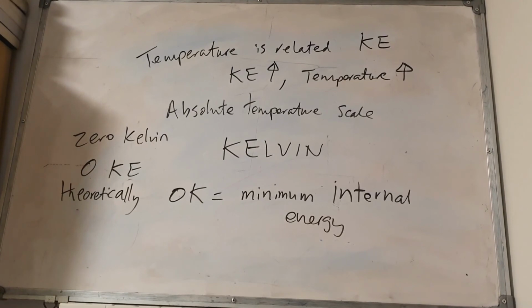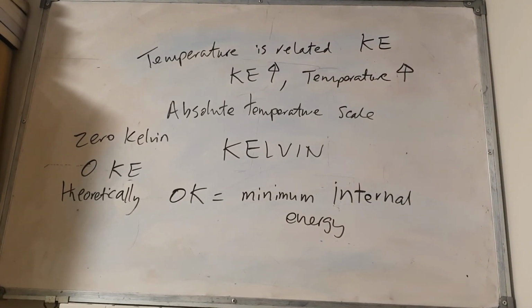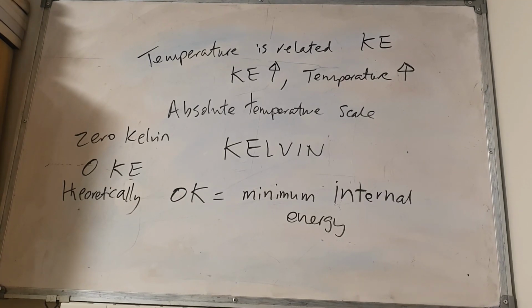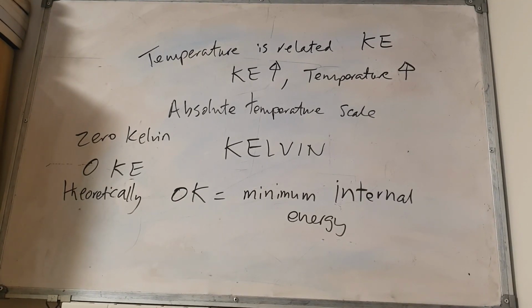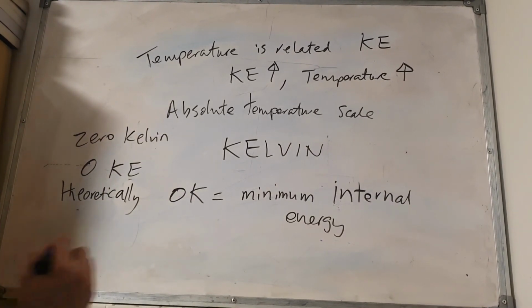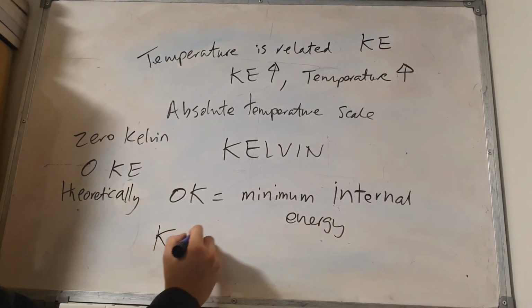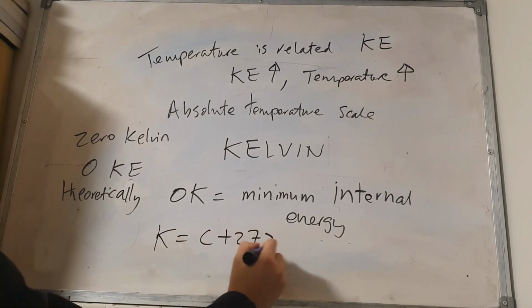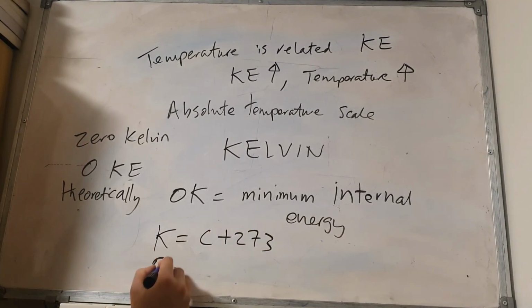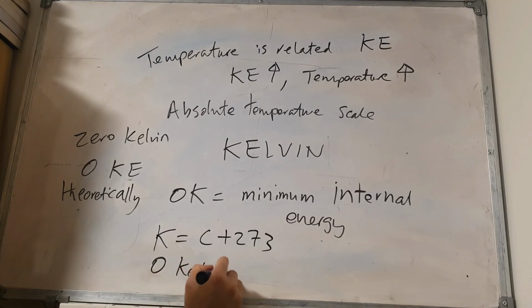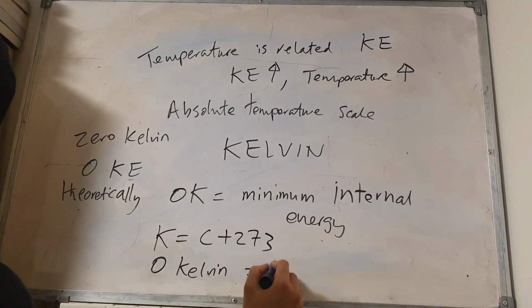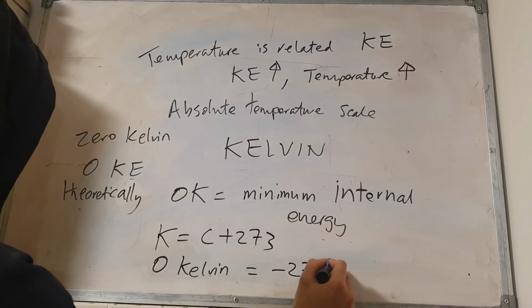And what is the conversion? How do you convert to Kelvin? Kelvin is Celsius plus 273. So when it is at 0 Kelvin, Celsius is minus 273 degrees C.